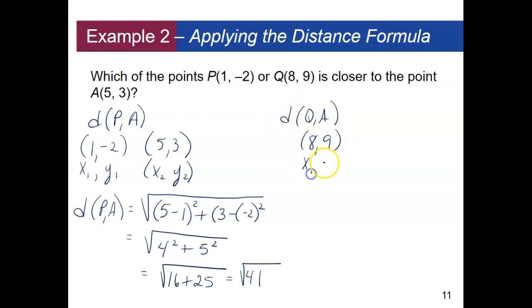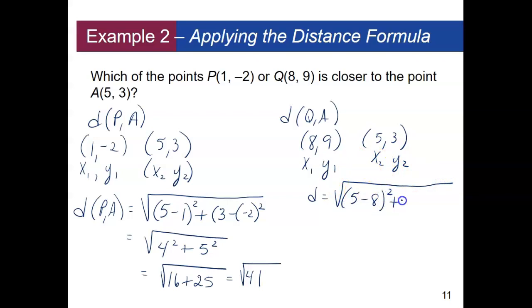So that would be our x1 and our y1. And then our A is going to be our next point. So that's going to be 5, 3. So this will be our x sub 2 and y sub 2. So to find the distance here, using the same formula, I'm going to do x2 minus x1 squared plus y2 minus y1 squared. So I'll go through and simplify.